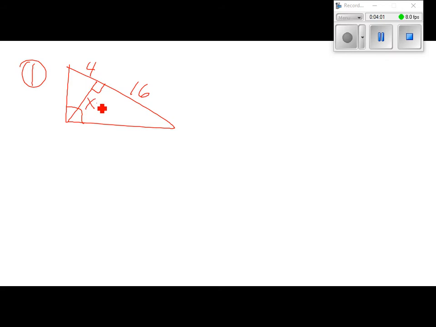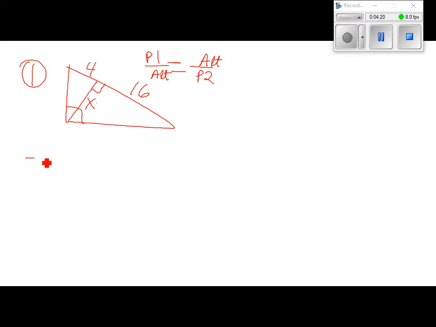Problem 1 looks something like this. As soon as I see this picture again, I'm thinking leg or altitude theorem. This is 4, that's 16, this is x. This time we're looking for the altitude. The altitude theorem says part 1 of the hypotenuse over altitude and altitude over part 2.